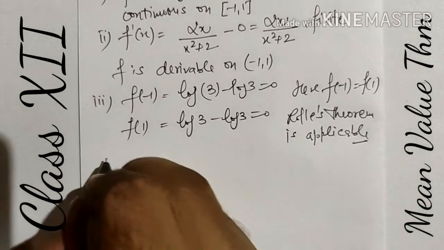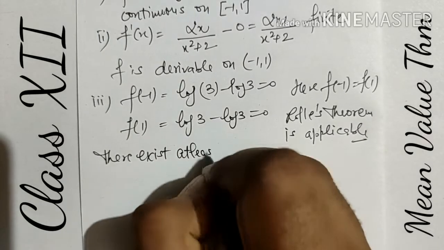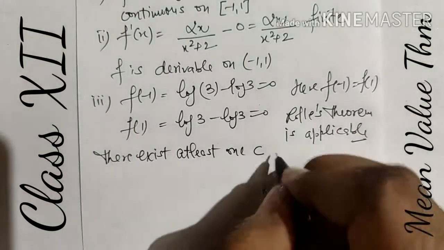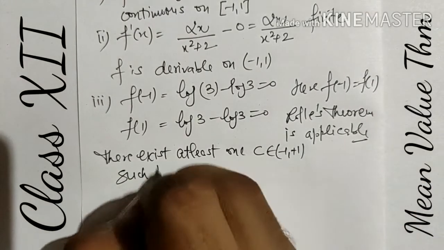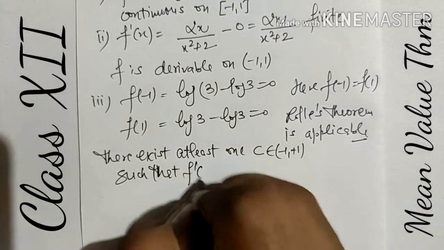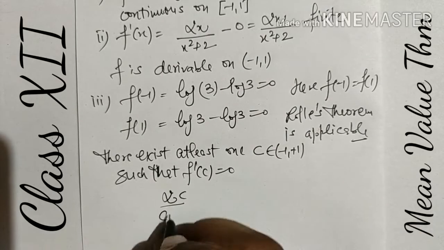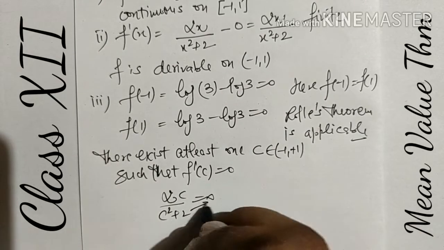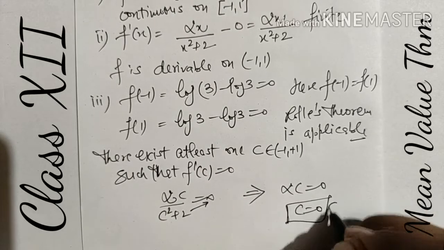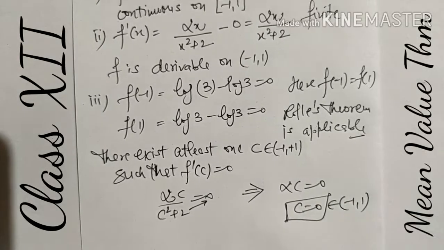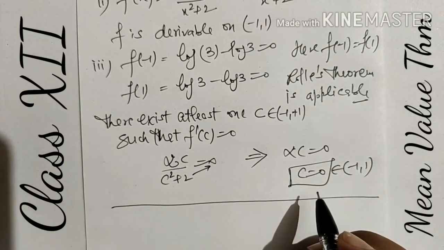It means there exists at least one c, c means value of x belongs to open interval, where first derivative at c becomes 0. Means 2c upon c square plus 2 should be 0. Cross multiply. We get this one. And value of c comes out 0, which belongs to minus 1 to plus 1 interval. So like this we can apply Rolle's theorem in logarithm type function.